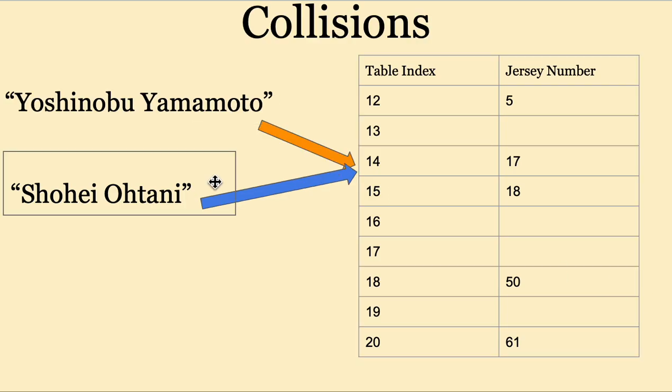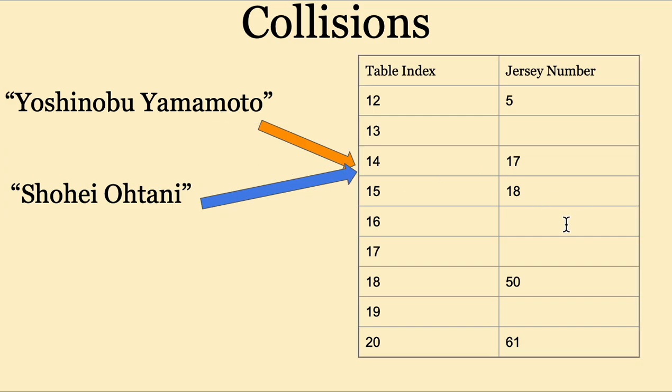If our hash function shoves two things into the same place with different keys, then we usually have two options. Option number one being something like linear probing, where we essentially just take whichever is bigger, in this case the jersey numbers, and shove it into the next available spot, in this case being index number 15.